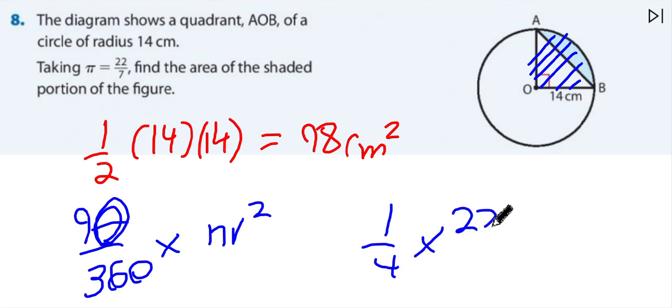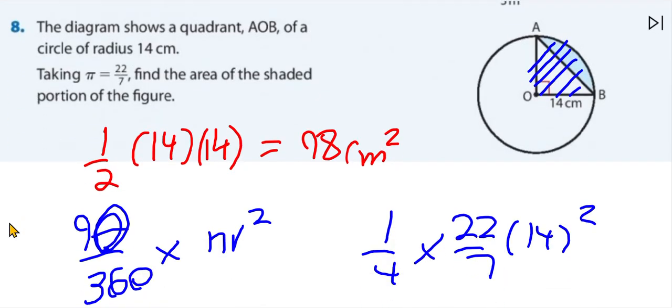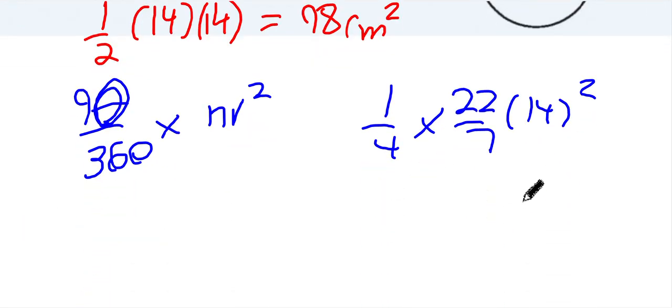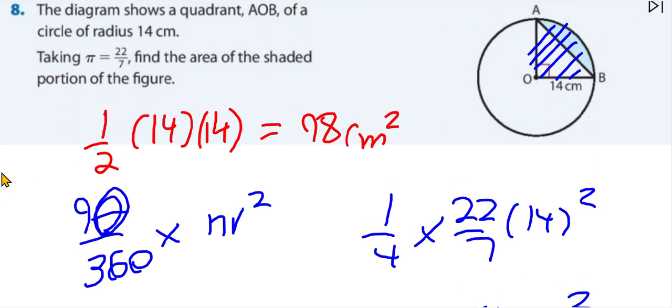And pi value of 22 over 7. Radius value of 14 squared. Into the calculator with it. 154 centimeters squared. I still didn't get my answer though, guys.